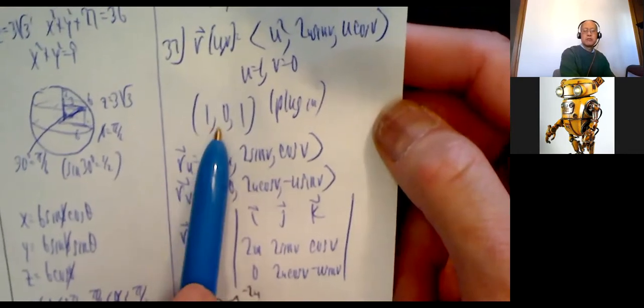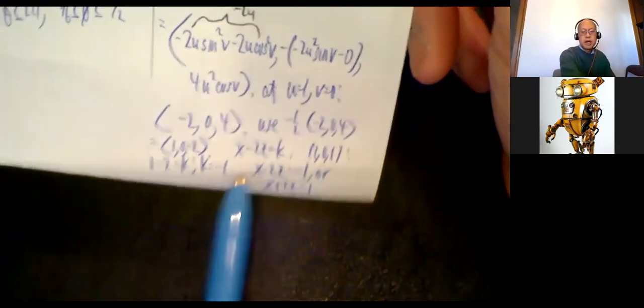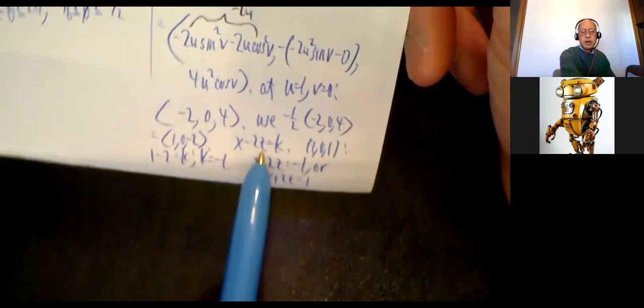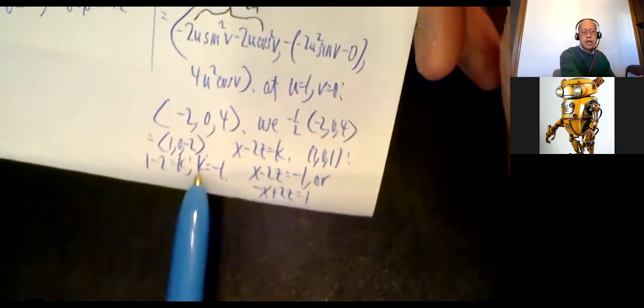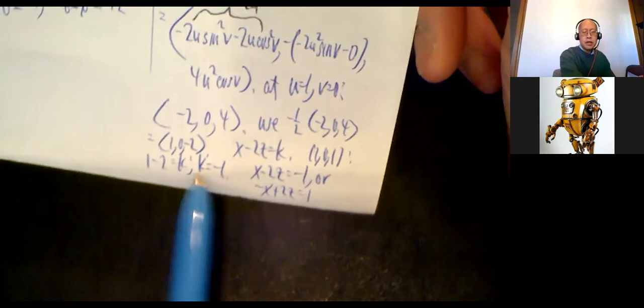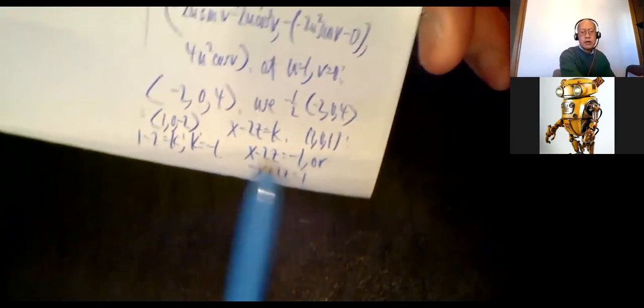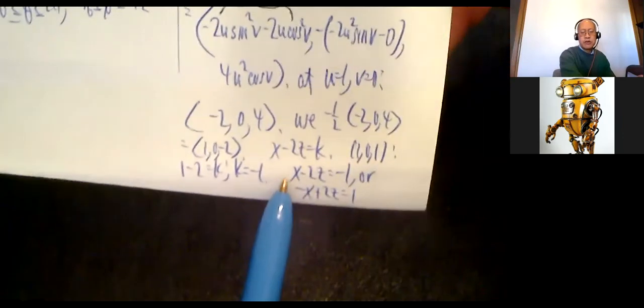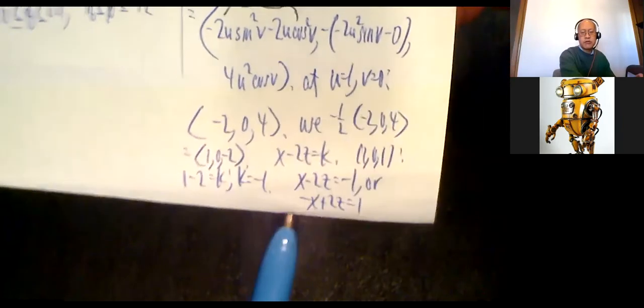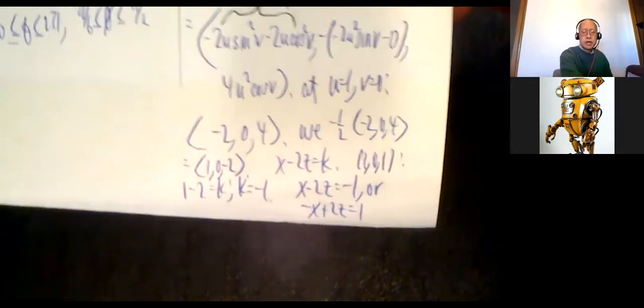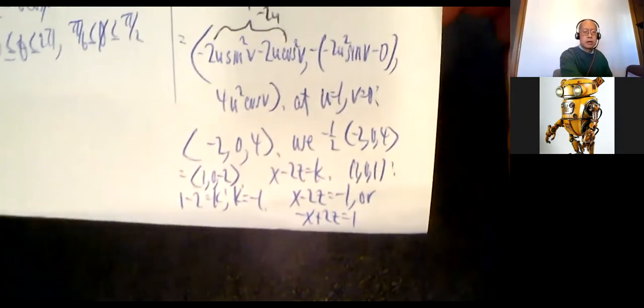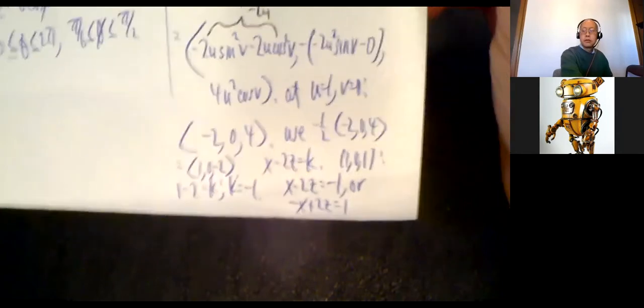How do I find the k? I plug in 1, 0, 1. Put a 1 here, a 1 there. 1 minus 2 is k. K is negative 1. So the equation of this plane is x minus 2z is negative 1. I'll accept that. Or if you want to have as few minus signs as possible, multiply both sides by negative 1. Negative x plus 2z is equal to 1. And of course, that's the same thing. Okay, so that's that.